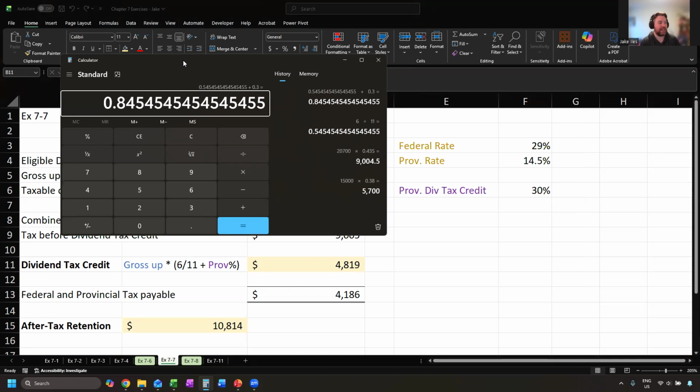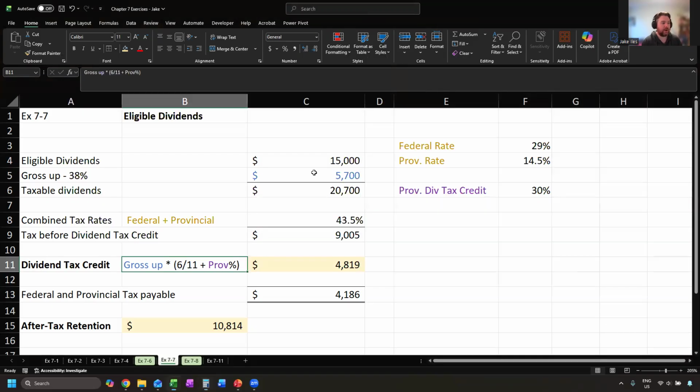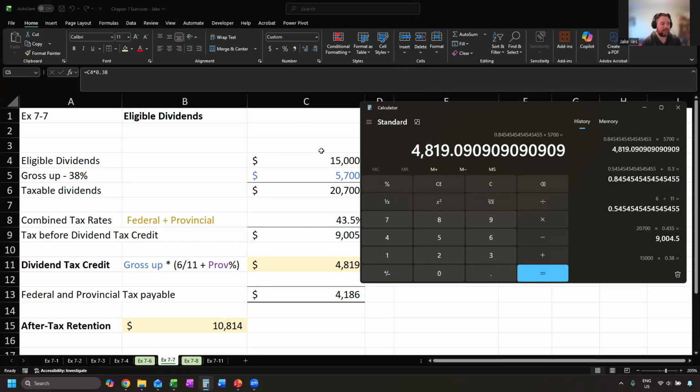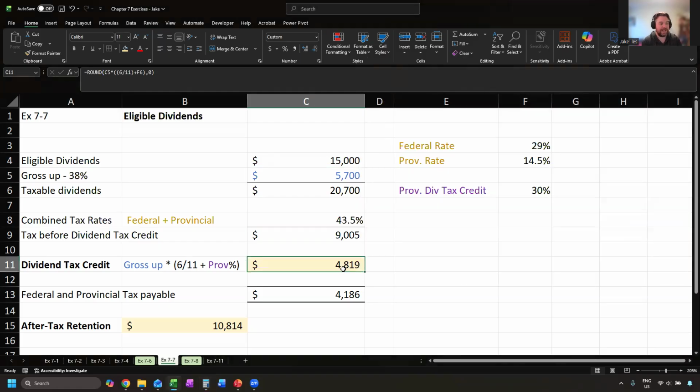Our dividend tax credit is going to be about 85%, 84.5, 85% of our gross up. So we're going to take this number and multiply it by our gross up number of $5,700. Our tax credit comes out to $4,819. So this 4,800 is roughly 85% of our gross up amount. So that's the dividend tax credit. We owe $9,000, but we are getting a credit for about 4,800, saying 4,800's already been paid.